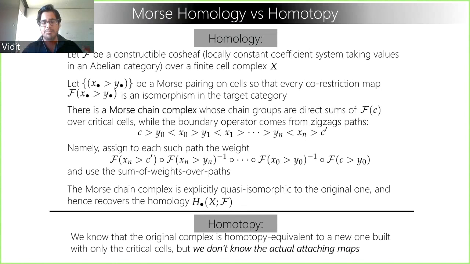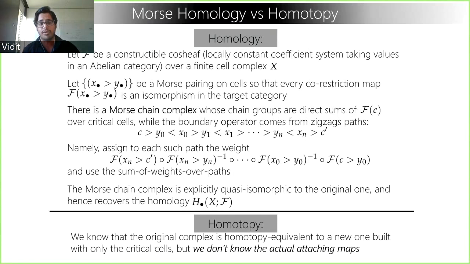The original cell complex is homotopy equivalent to another one, which only has the critical cells, but they're attached in some sort of strange way. And it's not clear if you read these papers how the critical cells are attached. You can recover the degrees of the attaching map, so you can compute homology, but that's about it. You don't know whether something wraps around in some strange way.